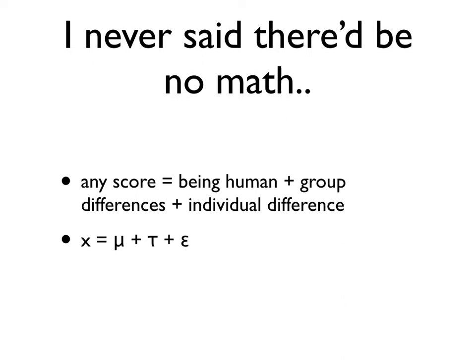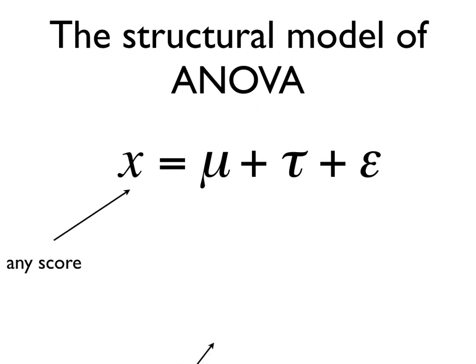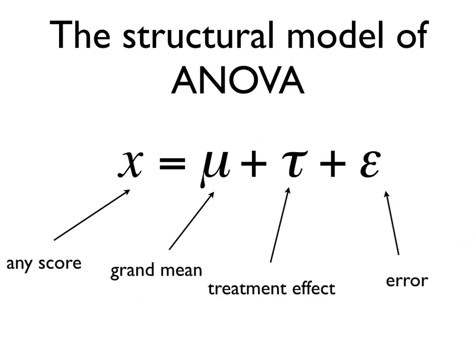So X equals mu plus tau plus epsilon. Say that to yourself 5 times every night before you go to bed. Don't, that's weird. But if you can get through your head what I mean by this, and what I mean by this is that any score equals the grand mean plus the treatment effect plus error. Okay? It's called the structural model of analysis of variance.